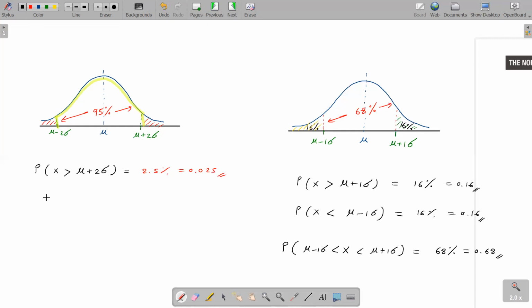So x greater than mu plus 2 sigma, or even x less than mu minus 2 sigma. Guys, can you see? Mu minus 2 sigma is this. So x less than mu minus 2 sigma is also 2.5%. And the main thing they want you to tell here is that x greater than mu minus 2 sigma and less than mu plus 2 sigma is 95% or 0.95. Okay.